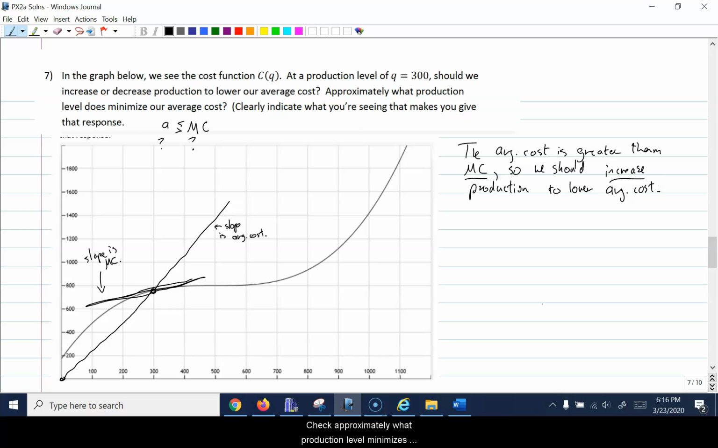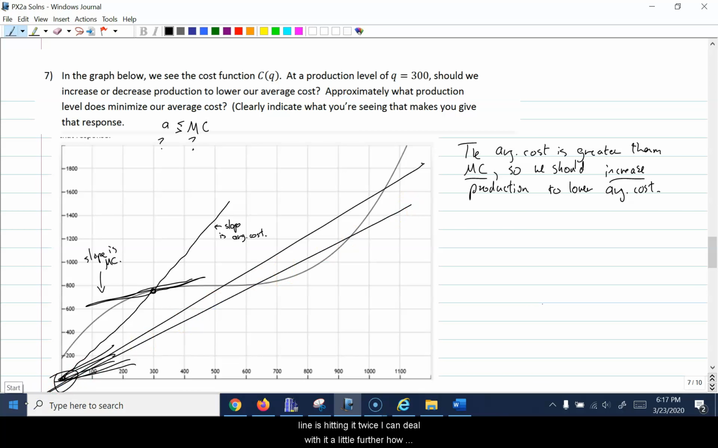Approximately what production level minimizes our average cost? This is one where I need to hold up a ruler. I don't have a good way of showing what I'm doing with my clipboard to you, but I'm fixing one end of my ruler at the origin and tilting the other end down as far as I can. How far can I tilt it down and still hit the graph? This line is hitting it twice, so I can tilt it a little further. How far down can I go? The lowest I am seeing is right here.